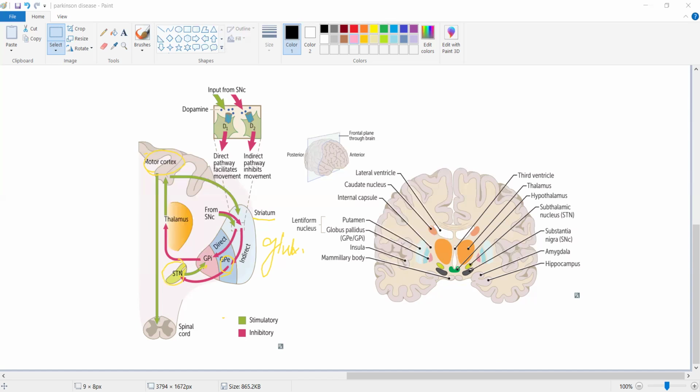So this globus pallidus interna, now it is stimulatory. So this pathway that involves the globus pallidus externa and subthalamic nuclei is known as the indirect pathway. So indirect pathway inhibits movement, right? While direct pathway facilitates movement.